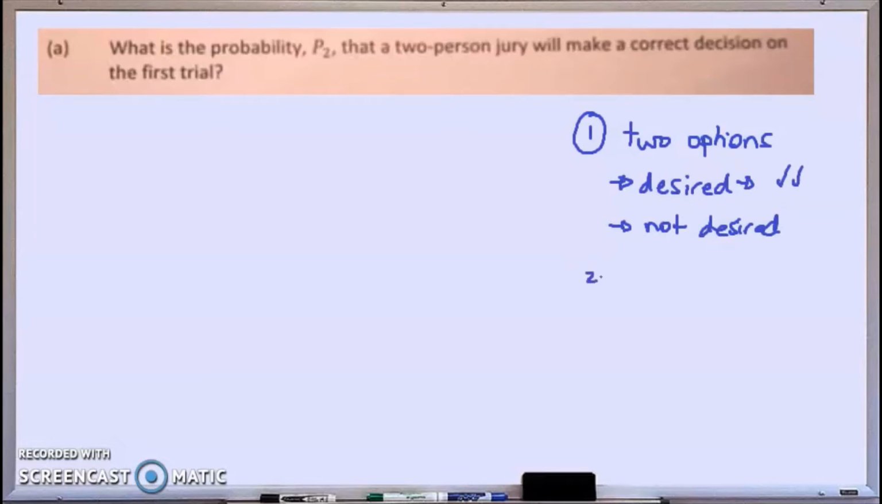The second thing you need for a binomial distribution is the probability always has to be the same. So the probability of a correct decision must be the same in every case that you consider in this question. Or you could say the probability that one of these jurors makes the correct decision is the same as the probability that the next juror makes the correct decision, and so on. Both of these conditions exist in this question, and therefore this is binomial distribution.